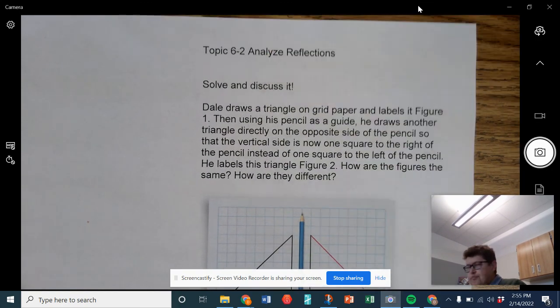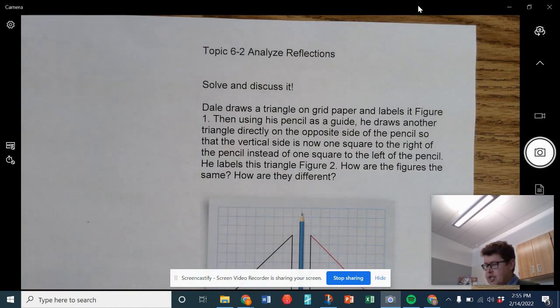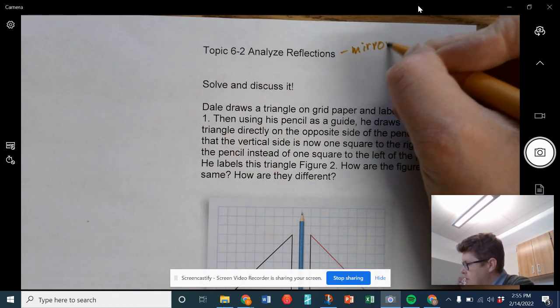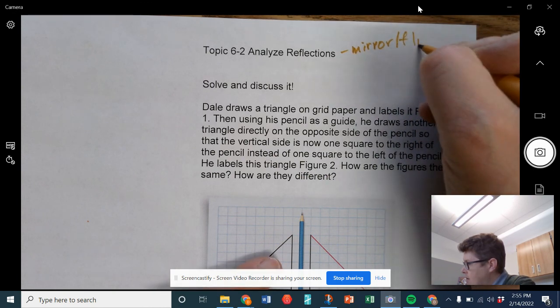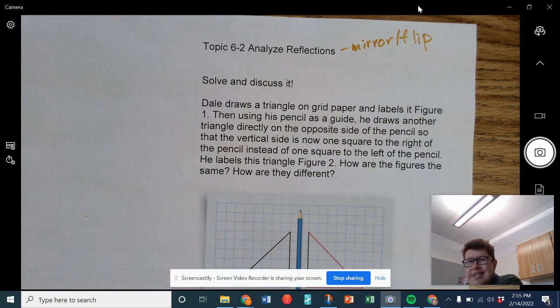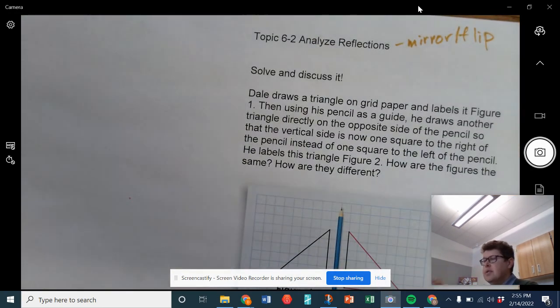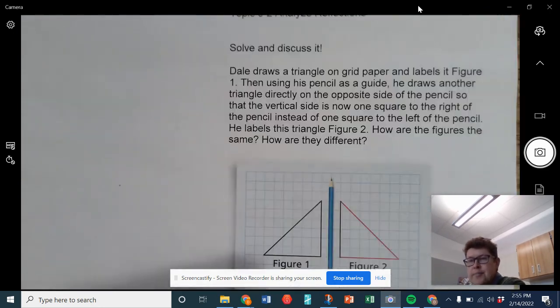So today we're going to talk about analyzing reflections. Synonyms you can think about would be a mirror or a flip. This is not refraction like you would see in science. This is a reflection, like what you would think about with a mirror. The mirror has a reflection on it. This is where you're mirroring these shapes.